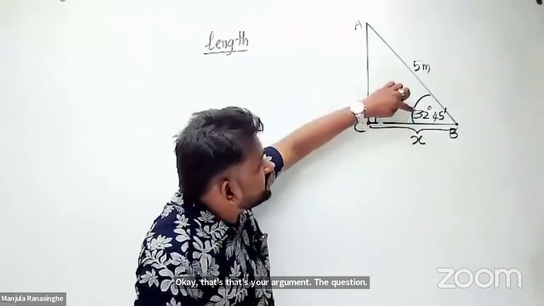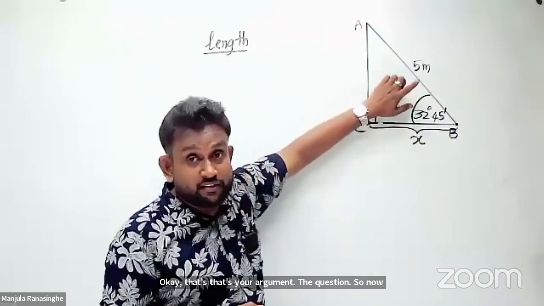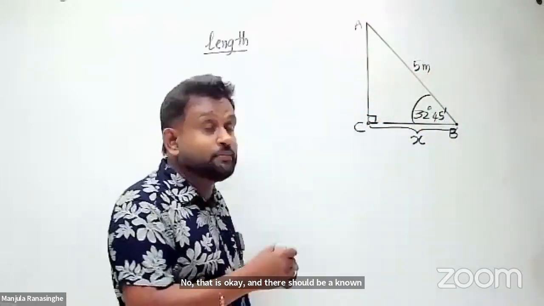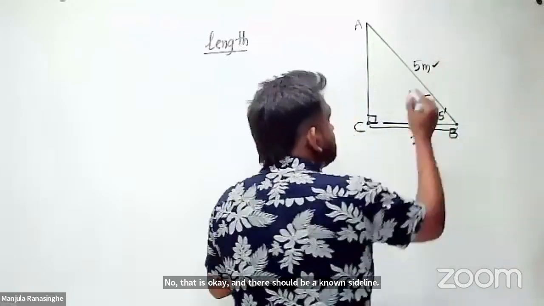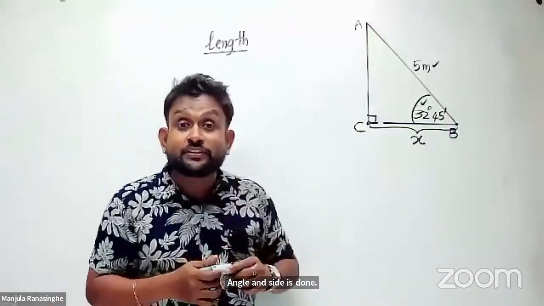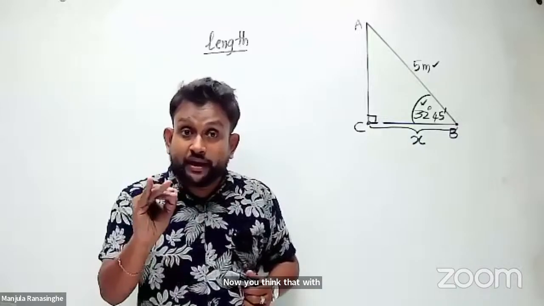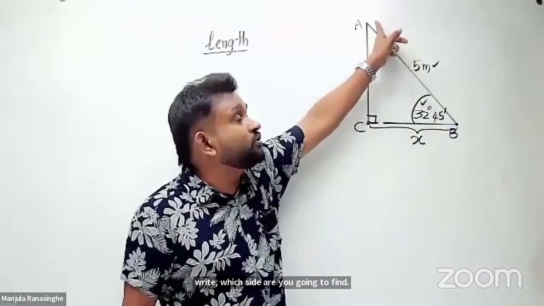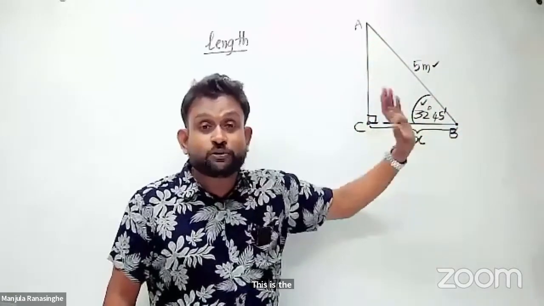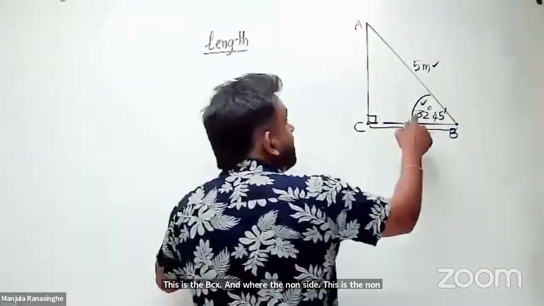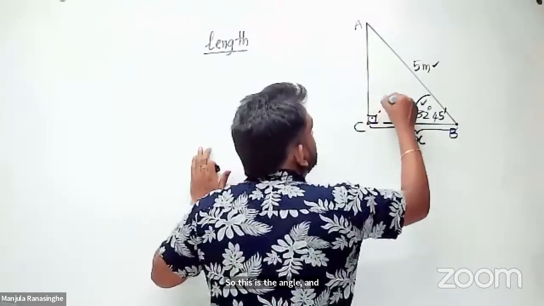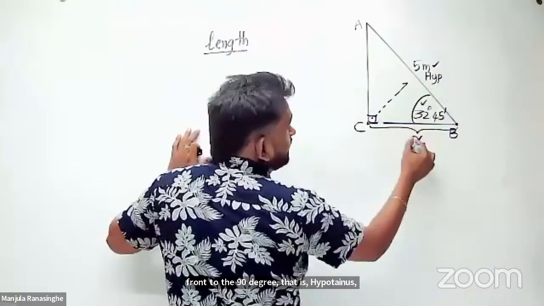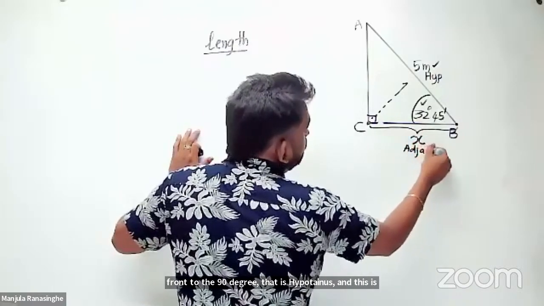Now what is the known angle? This is the known angle, and there should be a known side length. What is that? The 5 meter is known. Yes, two requirements satisfied, angle and side. Now with respect to the given angle, you write which side you are going to find. This is BC, X, the unknown side. With respect to the angle, you name the sides. This is the angle and this is the 90 degrees; always in front of the 90 degrees is the hypotenuse. And this is the angle's adjacent side. X is the adjacent side that you need to find.